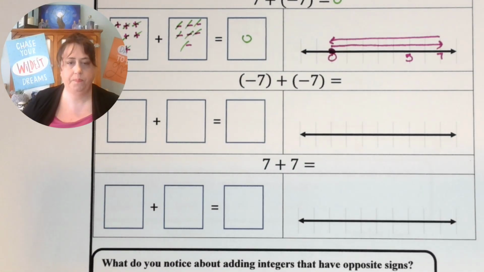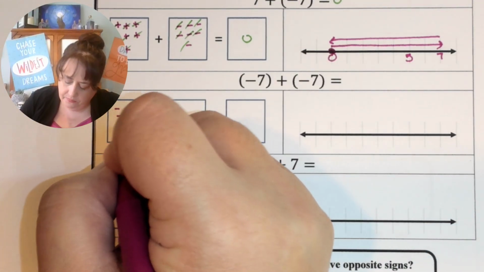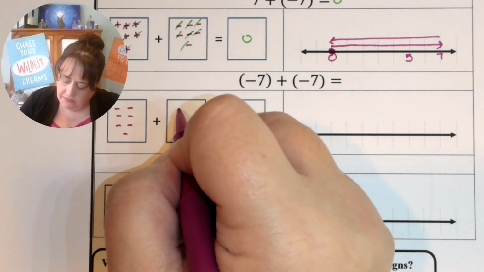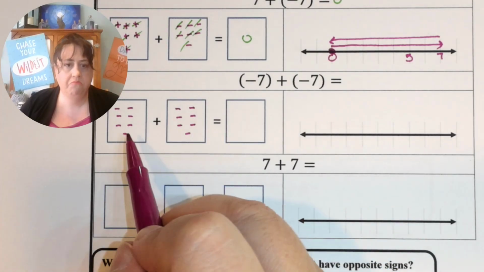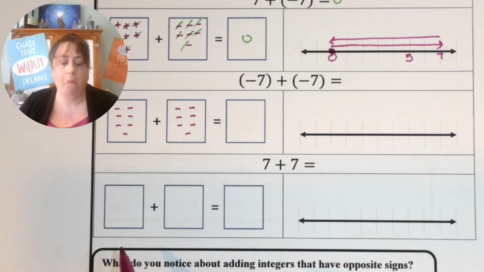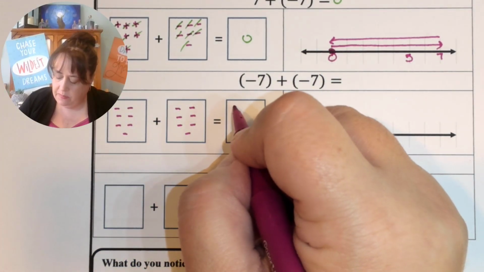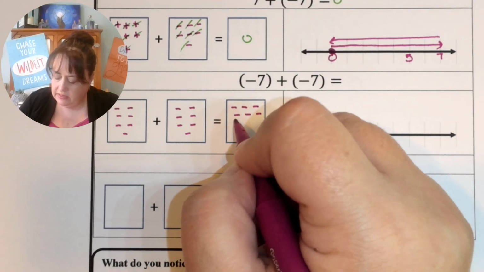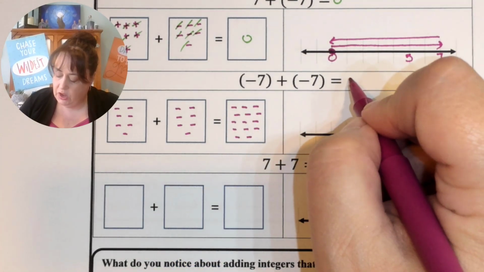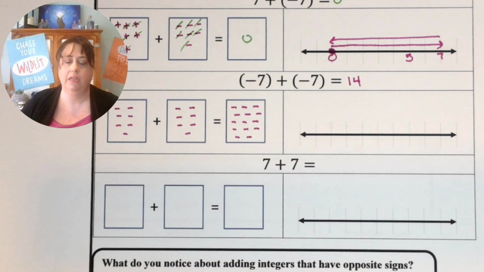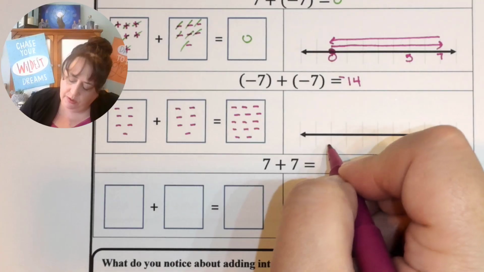Okay. This one says 7 negatives. And another 7 negatives. And are there any 0 pairs there? Nope. So I have 7 and another 7. So that'd be 1, 2, 3, 4, 5, 6, 7. 1, 2, 3, 4, 5, 6, 7. That is 14 negatives. So that would be like being at -7 and then going another -7.